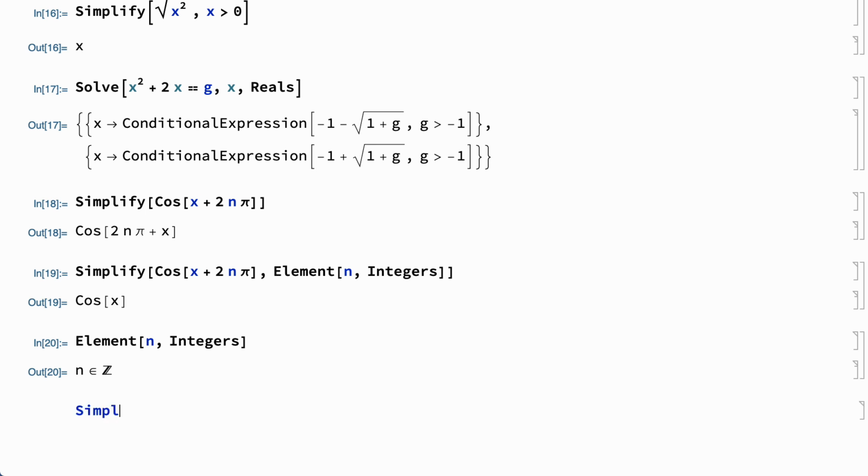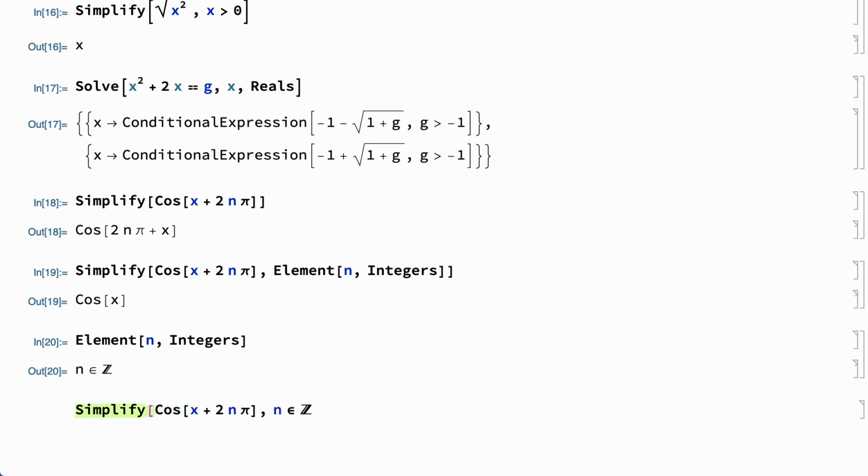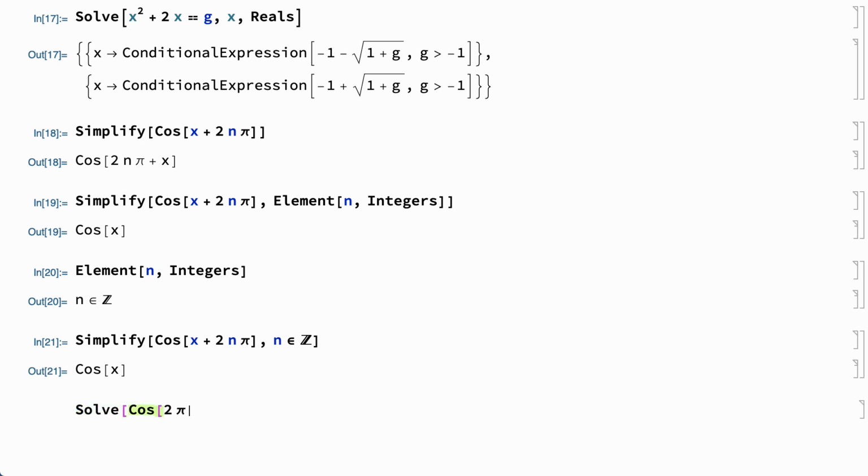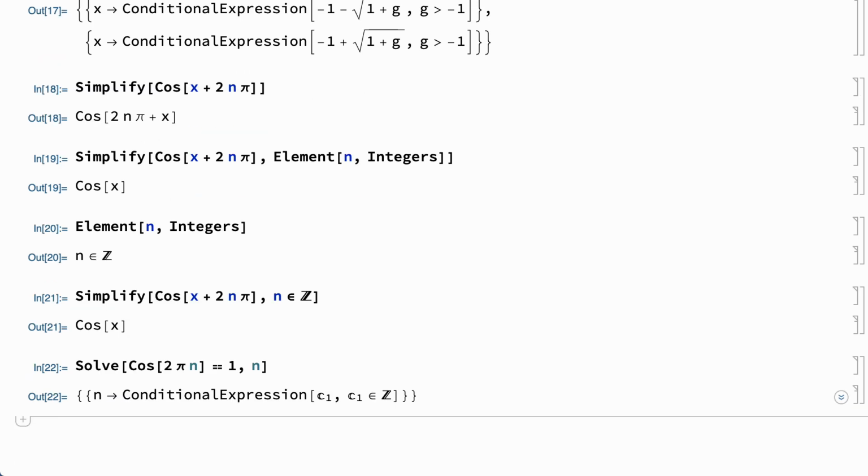That notation can also be used in the input to the simplify function. Domain specifications can also occur in output. Here is a result from solve where the solution is that n can be any integer. The notion that n can be any integer is represented in that result using a conditional expression in which the first argument is a parameter c1 that is introduced for the purpose of representing the solution, and the second argument specifies that c1 be in the domain of integers.